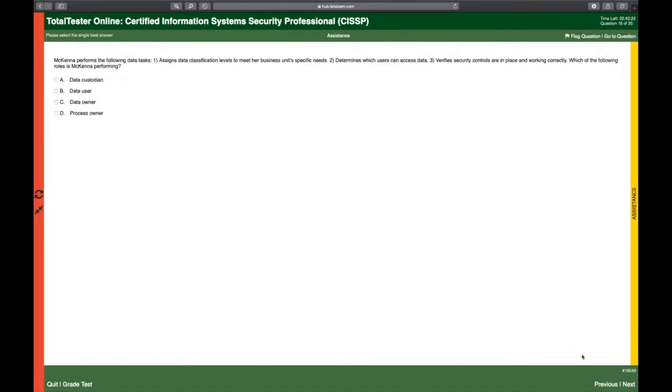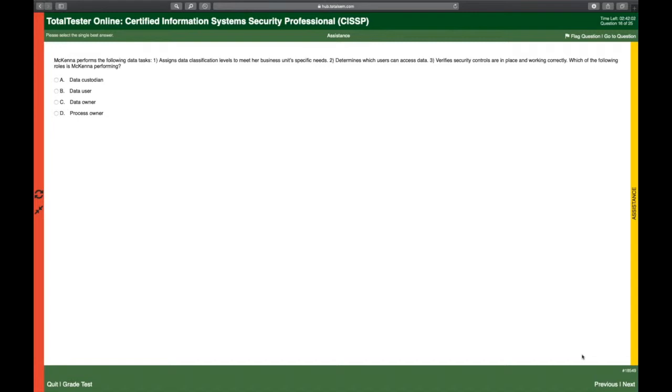All right, 16, McKenna performs the following data tasks. Number 1, assigns data classification levels to meet her business unit's specific needs. Number 2, determines which users can access data. 3, verifies security controls are in place and working correctly. Which of the following roles is McKenna performing?